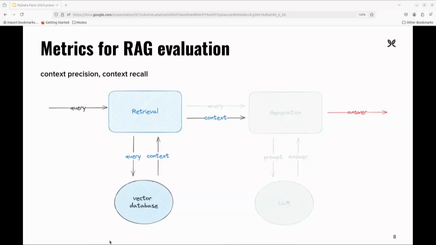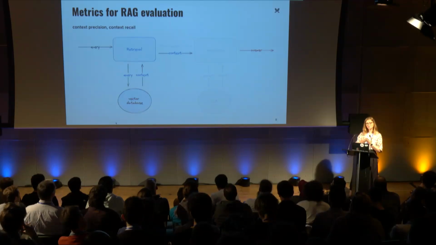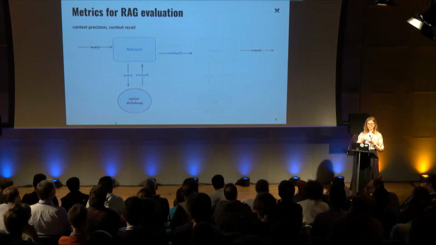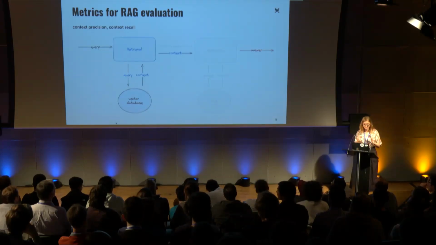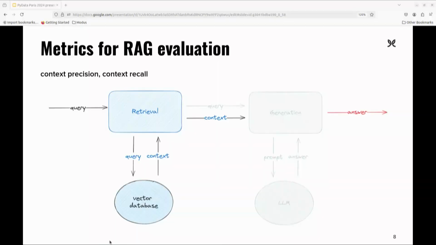So what are the metrics that we can use for RAG evaluation? We have a system, so we can split this system into at least two parts and evaluate each part separately, because that way we can pinpoint the problem more precisely if it occurs. For the retrieval part, the metrics we will be discussing are context precision and context recall. Context precision is a metric that evaluates whether all of the ground truth relevant items present in the context are ranked higher.